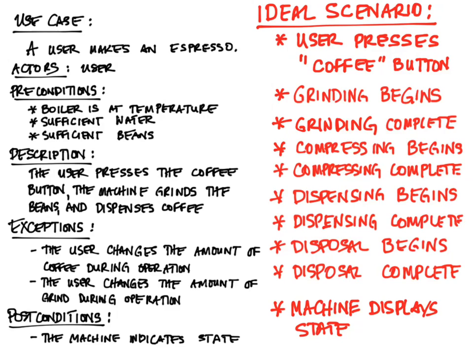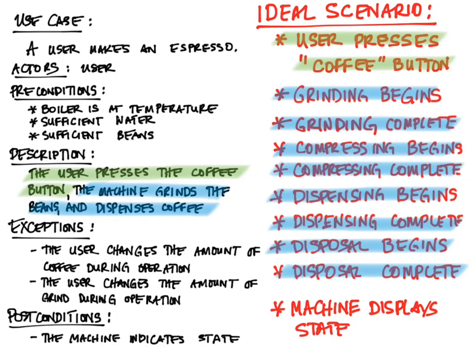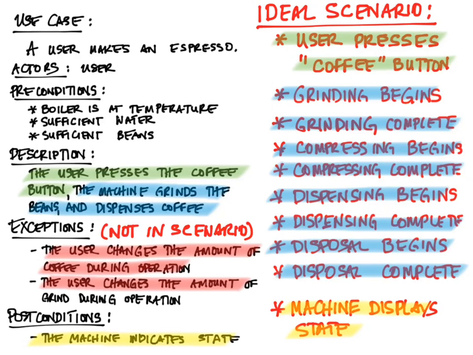Let's see where these events came from in the description. So our very beginning of the description tells the event that kicks all of this off, the user pressing the coffee button. Then we see that quite a few events come from the machine grinding the beans and dispensing the coffee. And then we have a final postcondition event that occurs, which is that the machine indicates the state. It's important to see that in this scenario, the exceptions are not included. So these two exceptions are not mapped to part of the ideal scenario.